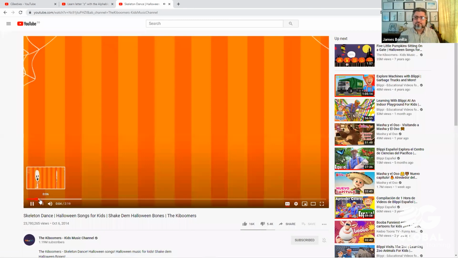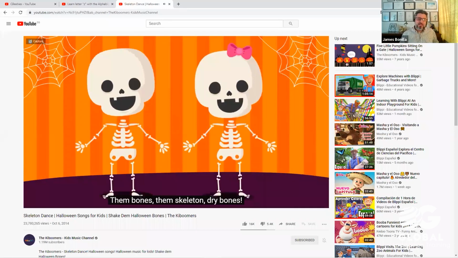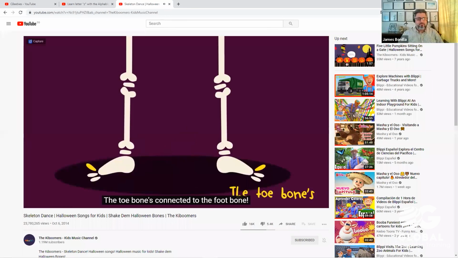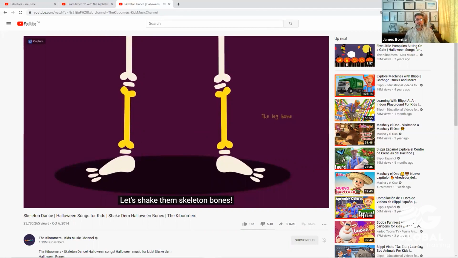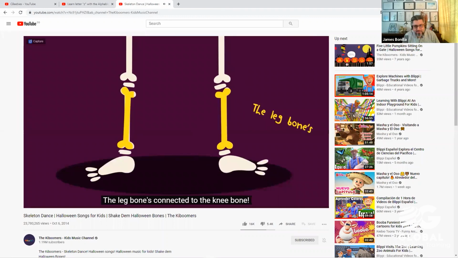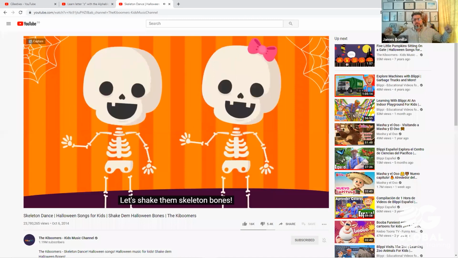Dry bones, them skeleton. Dry bones, them skeleton. Dry bones, let's shake them skeleton bones. The toe bone's connected to the foot bone. The foot bone's connected to the ankle bone. The ankle bone's connected to the leg bone. Let's shake them skeleton bones. The leg bone's connected to the knee bone. The knee bone's connected to the thigh bone. The thigh bone's connected to the hip bone. Let's shake them skeleton bones.